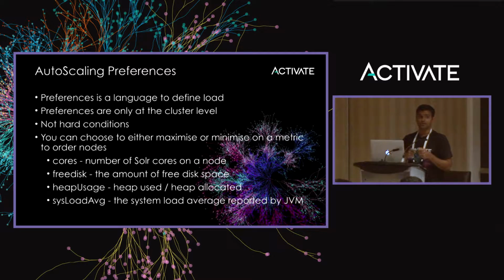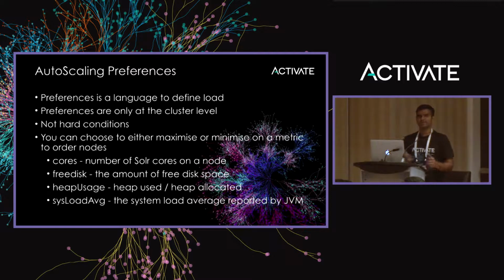Like I said, it's on a cluster, so preferences don't really apply at a per collection level like some of the rules were. It's more at a cluster level. So load is at a cluster, not at a per collection level. These are not hard conditions. These are just criteria to help us sort machines. Now, you can either choose to minimize or you can choose to maximize on these metrics.